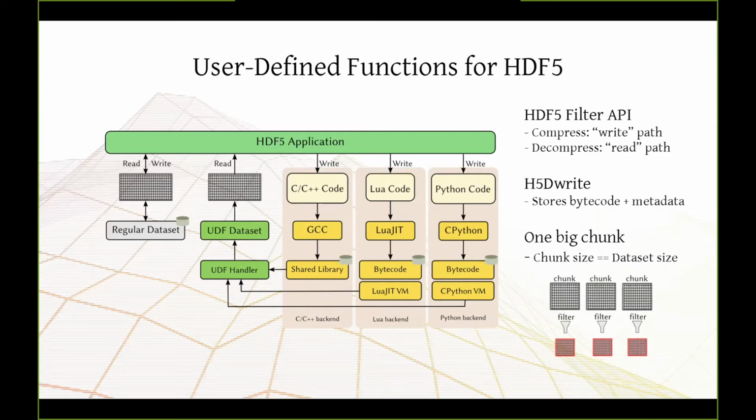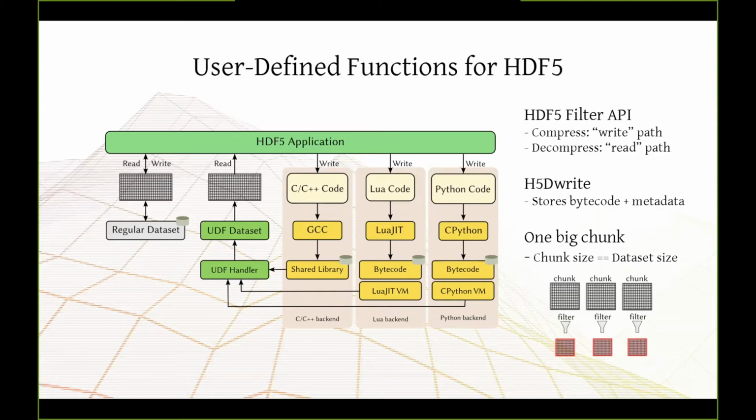And basically the idea here is that the compress path is where we compile the code and where we save the bytecode to disk. And the decompression path is where we do the opposite. So we read the data in bytecode form and we execute it so that the grids are output to the application.